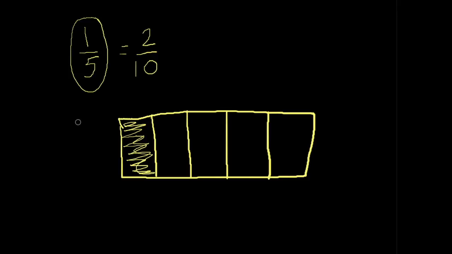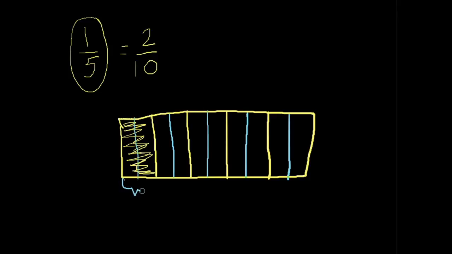Now, let's see what happens if I take each of those fifths and I divide them in half. I'm going to take this fifth and cut it in half, this fifth and cut it in half, this fifth and cut it in half. I'm going to cut this fifth in half, and I'm going to cut this fifth in half. So let's take a look at this tape diagram and see how many equal parts we have. We have 1, 2, 3, 4, 5, 6, 7, 8, 9, 10 equal parts.